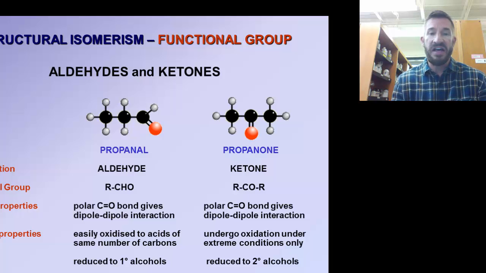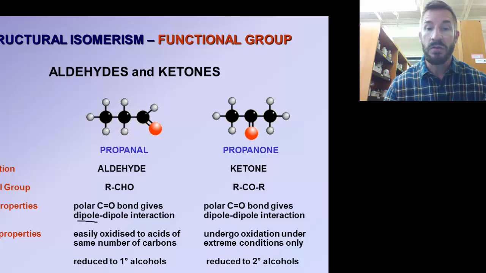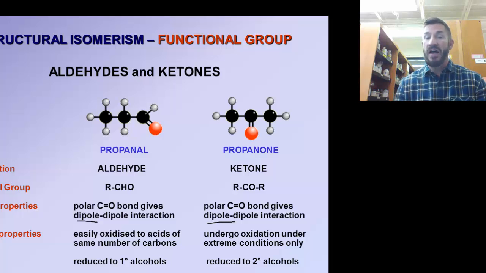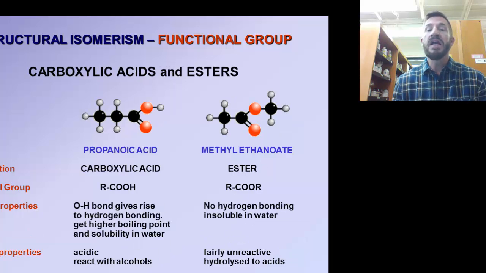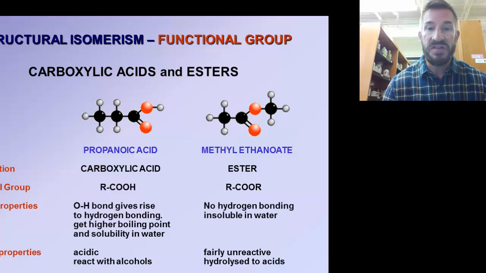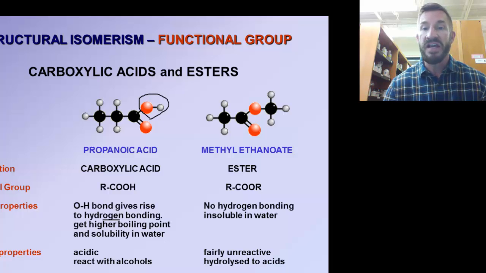Next, if you look at aldehydes and ketones, these are pretty similar because both of them have the same type of interaction, which we call dipole-dipole, because they're both polar, but they don't have hydrogen bonding. Next category, let's look at carboxylic acids and esters. We'd expect these to be fairly different because we have an OH here, and anytime you have an OH, you have hydrogen bonding. And over here in the ester, there is an oxygen and hydrogen, but they're not attached. This one has no hydrogen bonding, and these are not soluble in water. Propanoic acid is acidic, it reacts with alcohols, whereas the ester is unreactive.